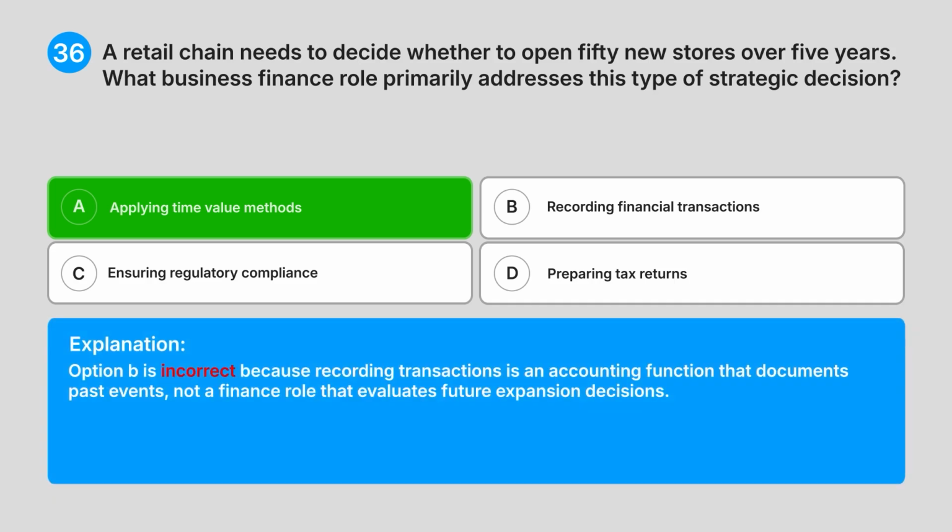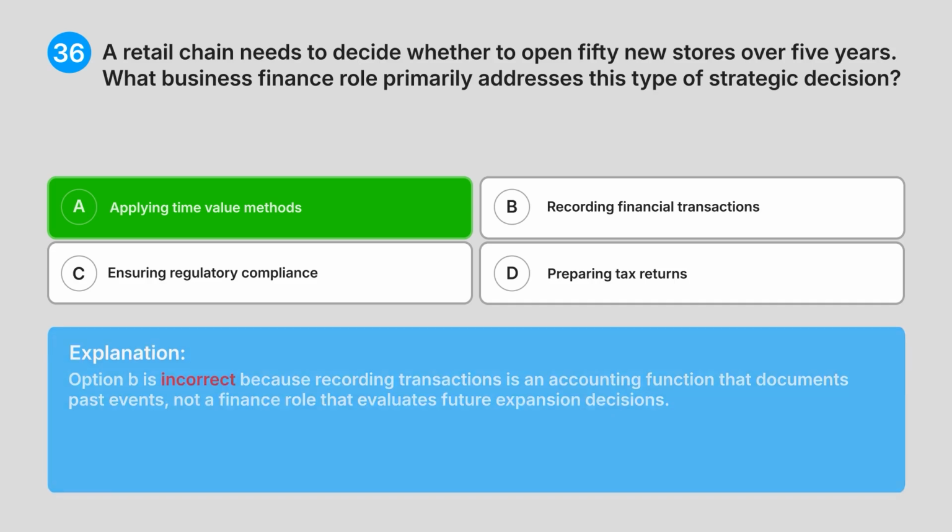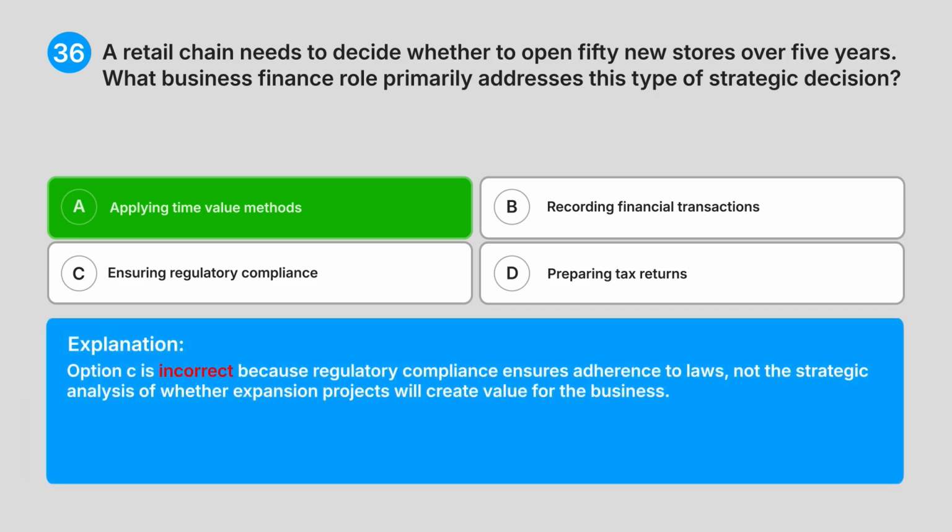Option B is incorrect because recording transactions is an accounting function that documents past events, not a finance role that evaluates future expansion decisions. Option C is incorrect because regulatory compliance ensures adherence to laws, not the strategic analysis of whether expansion projects will create value for the business.